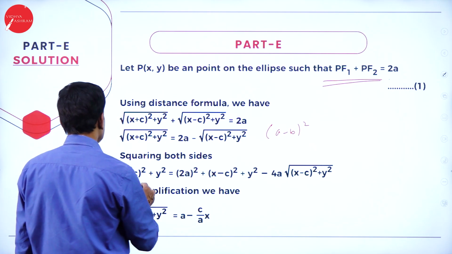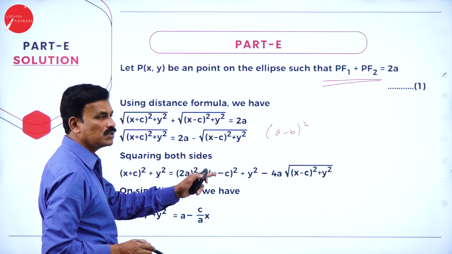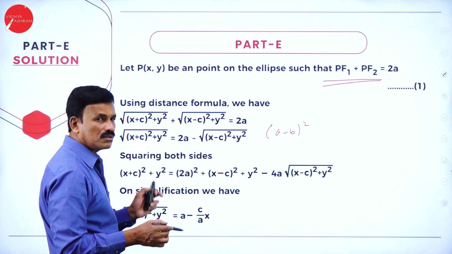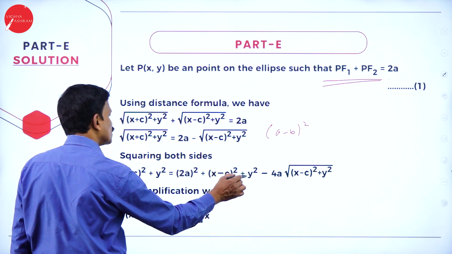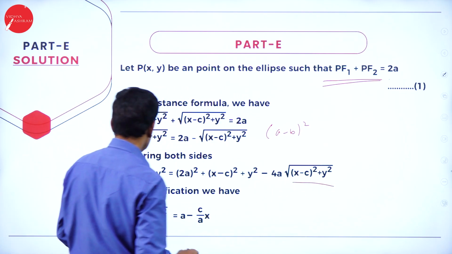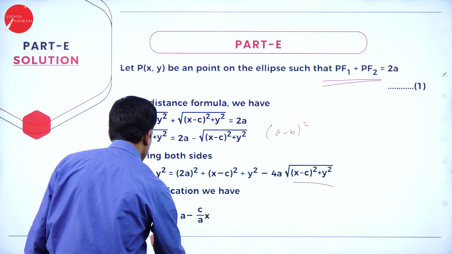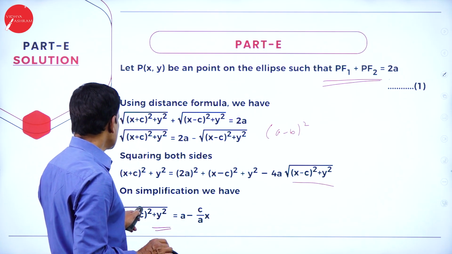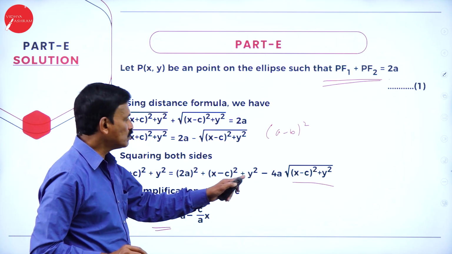Now, this is on simplification. If you simplify, just apply (a + b)² and (a − b)², equate the terms on one side, and cancel the terms which get cancelled, then you are going to get √((x − c)² + y²) = a − (c/a)x. So (x − c)² + y² = (a − (c/a)x)².